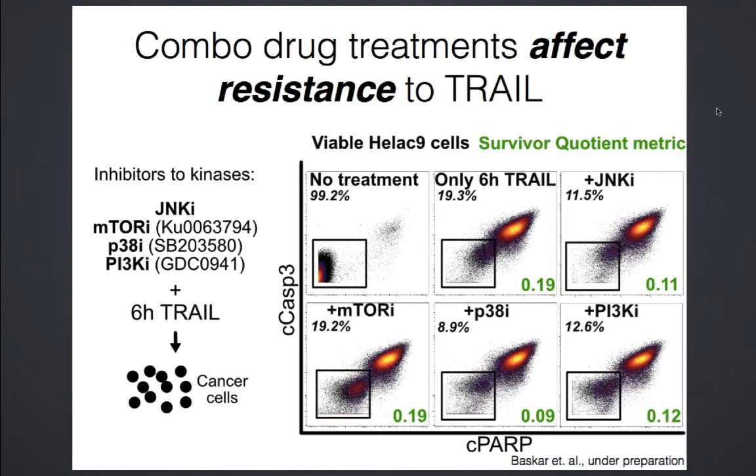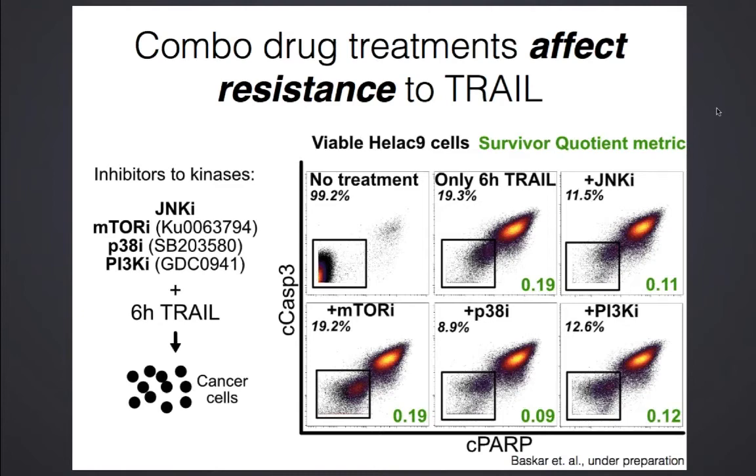So we see over here, we did a bunch of different combination drug treatments. We had different inhibitors, like JNK inhibitors, mTOR inhibitors, and different kinase inhibitors that targeted different signaling modules downstream of TRAIL, and we added those to our 6-hour TRAIL treatment, and we did that across a few different cancer cell lines. We were looking at one cell line over here, HeLa, on the right, and we see from no treatment to only 6 hours to combination treatment with our 4 different kinase inhibitors a widely varying resistance, from not really changing the resistance with mTOR inhibitors to really affecting it with phospho-p38 inhibitors over there, all the way to a 0.09 survivor quotient, which is a pretty low level of resistance.